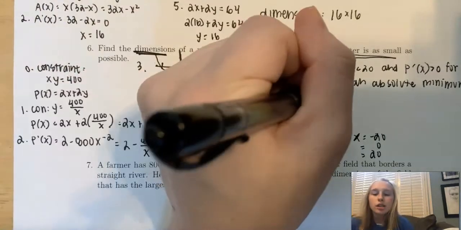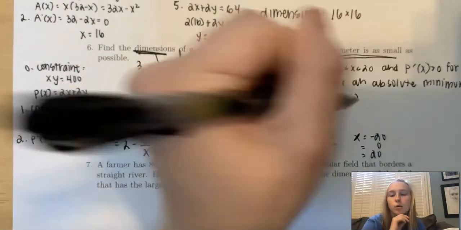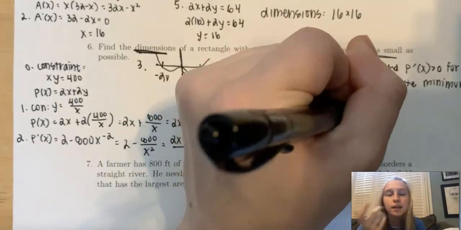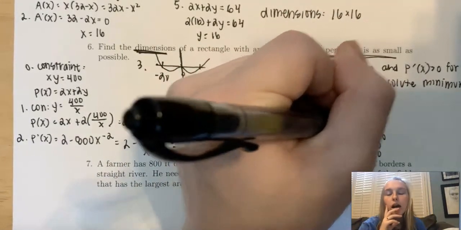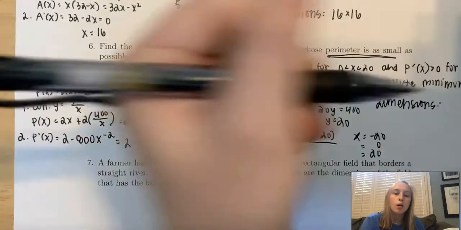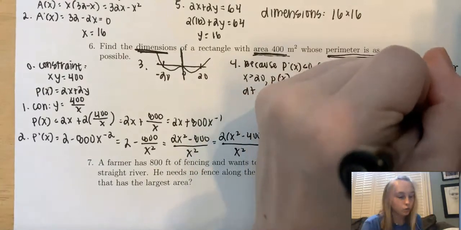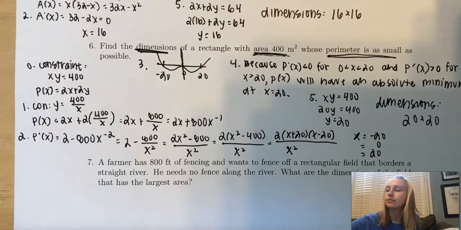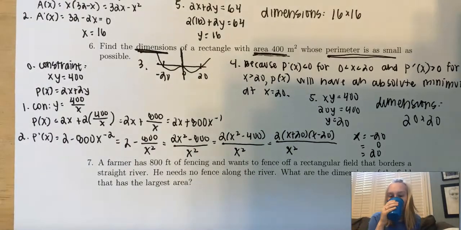And then you actually have to solve for the dimensions. You have to answer the question. You know, xy equals 400, and I think this has literally been another problem on the worksheet. You figure out that y also equals 20. So the dimensions, once again, is a square, 20 by 20. Good job, guys.